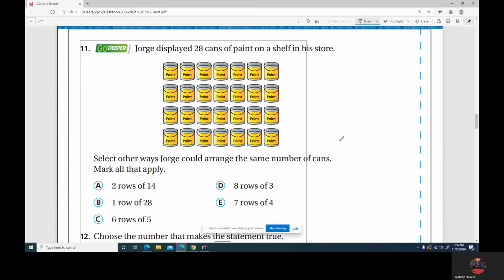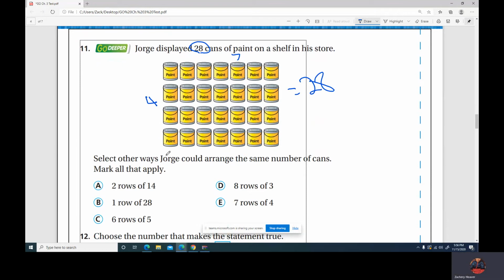Number 11. George displayed 28 cans of paint on his shelf in his store. Select other ways that George could arrange the same number of cans. So first off, let's find our total. He has 4 across and 7, 4 down and 7 across, which equals 28 total cans.